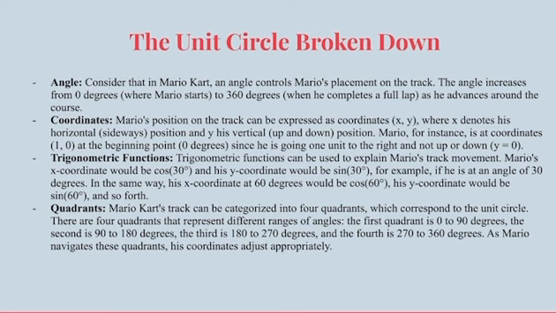And then we have the unit circle. This is a brief explanation of it broken down. The angle can be seen as where the placements of the characters are. The coordinates can be their position on the track. The trig functions, cosine and sine, can be used to explain their movement. And the quadrants can be categorized into 4 quadrants, which correspond to the unit circle.